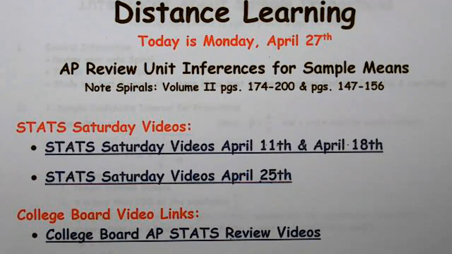You'll see that it's 174 to 200 in your notes, but then it also says pages 147 to 156. Pages 147 to 156 focus primarily on type 1 and type 2 errors, which we'll be talking about a little bit today and then a fair amount on Friday. 174 to 200 is basically going to be your 1 and 2 sample proportion hypothesis test and confidence interval.